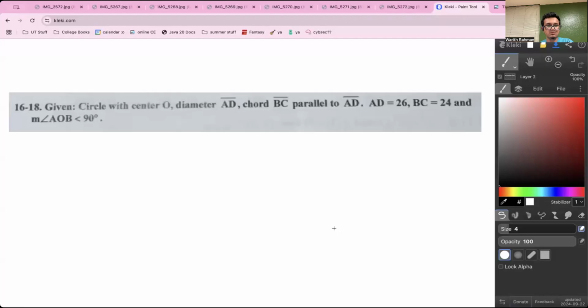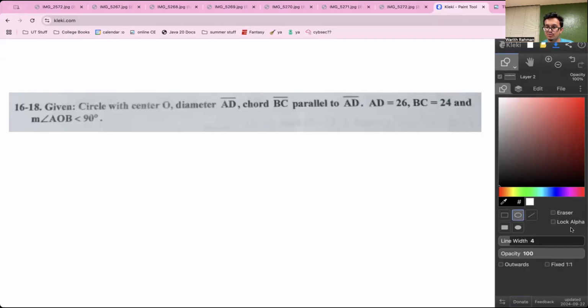Okay. So we're given a circle of diameter AD, and BC is parallel to AD. Since it is parallel, it must be a chord, which means not the diameter, right? Because it has to be parallel. If it was perpendicular, there's a chance. But yeah, so I think there's two here, which is perfect.